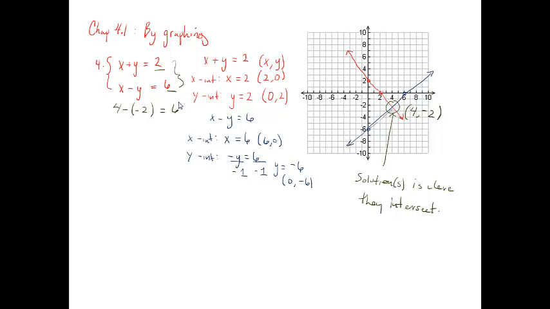So when solving systems of equations by graphing, the first thing you want to do is graph the first equation, graph the second equation, and find out where they intersect. And that's your solution. Let us try one more.